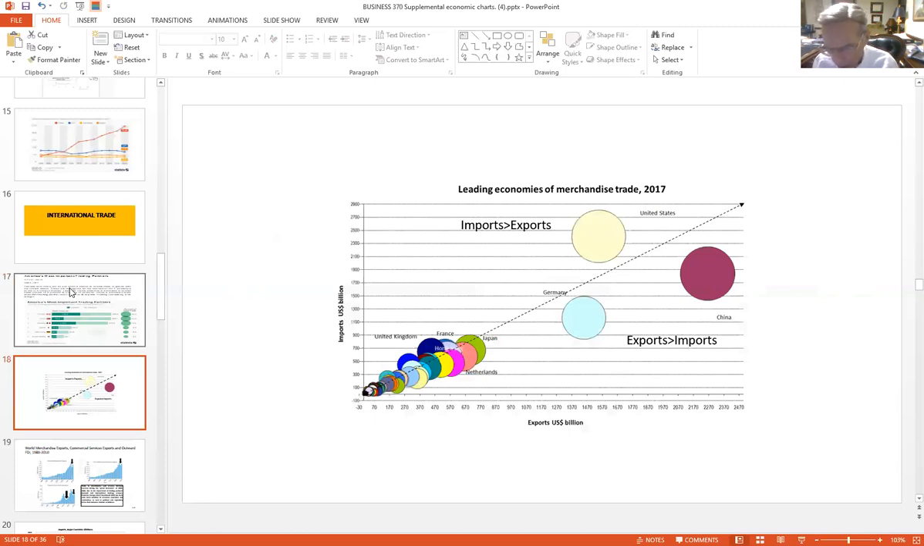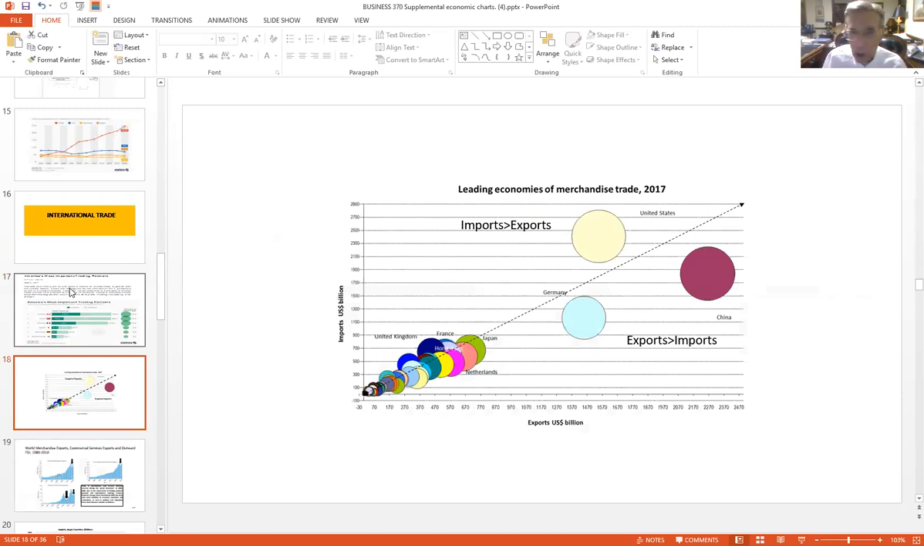So there they are. When we look out to the upper right-hand corner, we can see some pretty significant facts. First of all, we see China. China clearly exports a great deal more than it imports. And once again, that's a source of contention that underlies the current trade negotiations between the US and China and other countries as well.